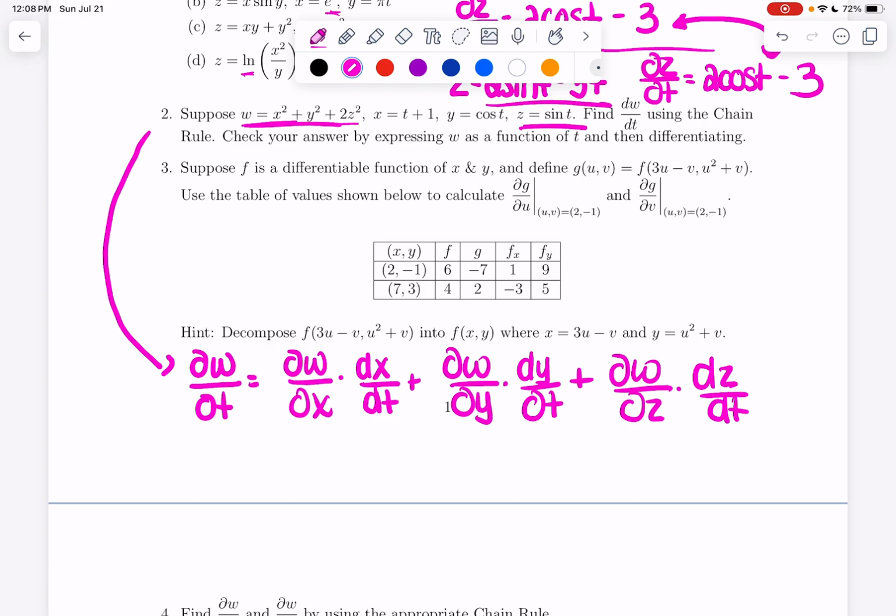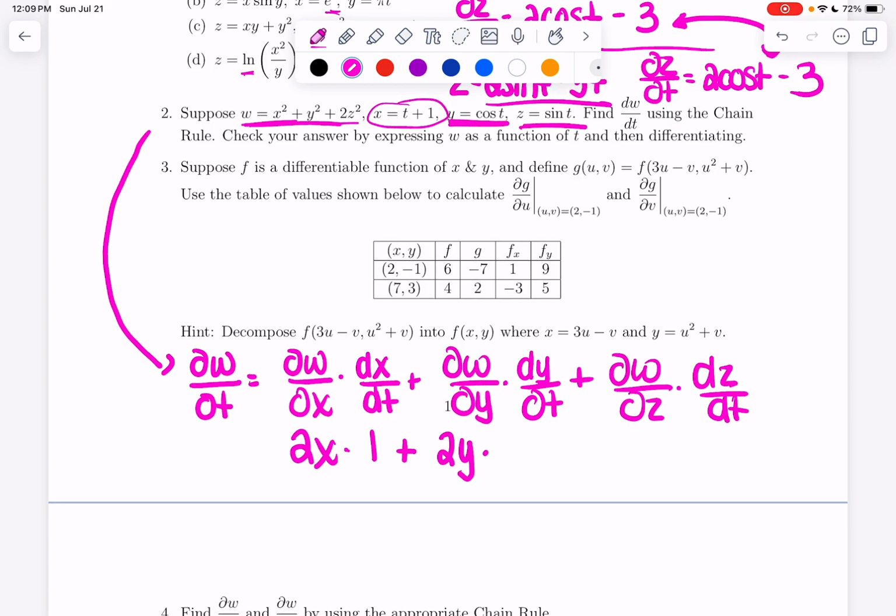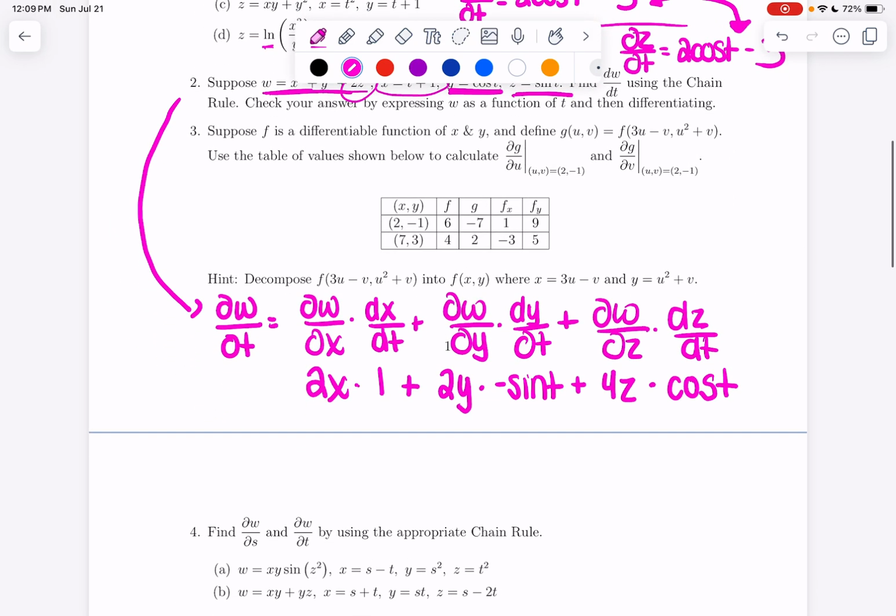When I'm doing dw over dx, everything goes away except x, so that would just be 2x times dx over dt. Looking at that, it would just be times 1. And then plus dw over dy, that would be 2y, times the derivative of y according to t, which would be negative sine of t, because it's cosine. And then plus finally, it would be 2z squared, which means it would be 4z, times the derivative of sine, which is cosine of t.